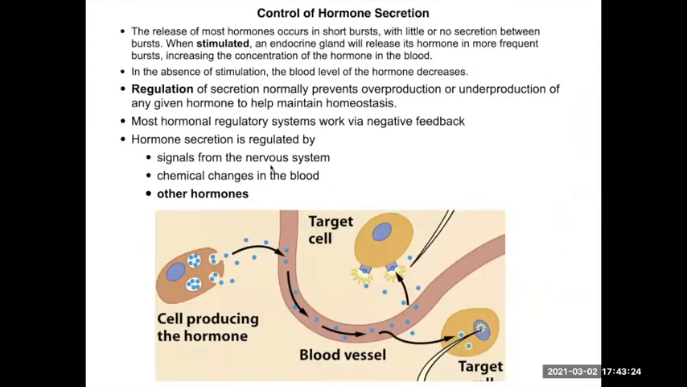But today, when we're talking about this control, we had that chemical changes in the blood, glucose, calcium, et cetera. And then we have these other ones, signals from the nervous system, which is going to be kind of related to the stress response one. And then mostly we'll be talking about regulation by other hormones. So the regulation of secretion prevents over or underproduction of any given hormone to keep it at the right level.